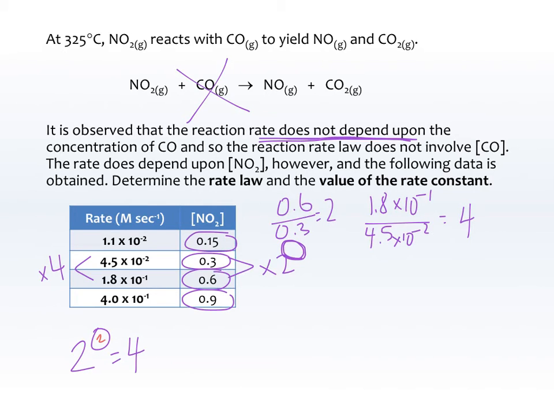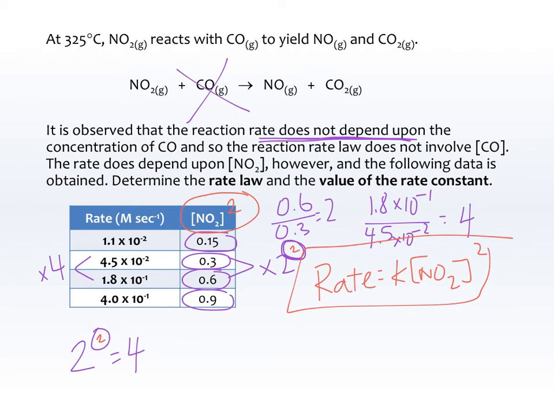2 squared is equal to 4, which means that this is a second order reaction. So the rate law is rate equals K times NO2 squared. And we're leaving out the CO because it's not involved. So there's my rate law. Rate laws always start with the word rate equals K and then the concentration of the reactants. Now they want us to solve for the value of the rate constant, so I'm just going to pick an experiment, and it doesn't matter which experiment, any experiment I feel like, I'm going to pick experiment 4.